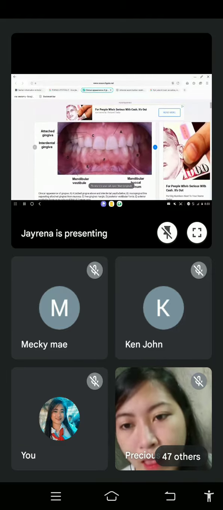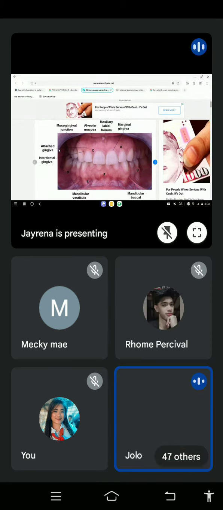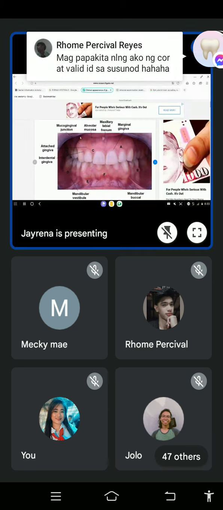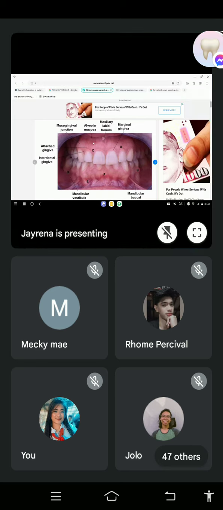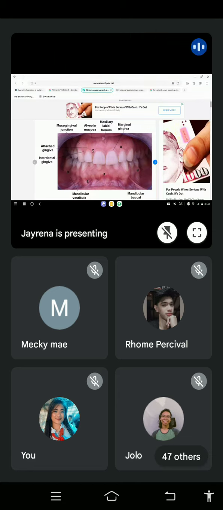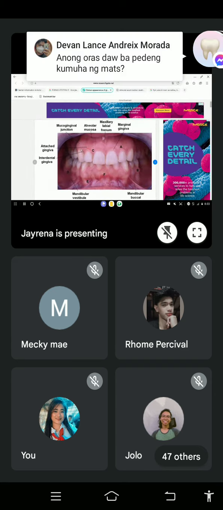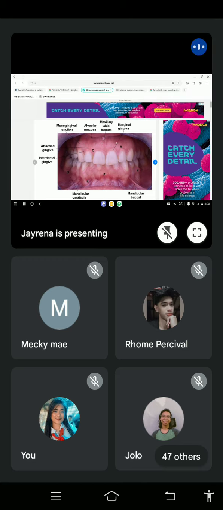Nakita po natin? Yes. Do you see? Yes po. Okay. So this one is the alveolar mucosa. It's very near to your alveolar bone. In this portion, this is your gingiva. It is attached near to your teeth. Right? Between the alveolar mucosa and the gingiva, there's a scallop lining. Kita niyan, nag-iba ng kulay. And that is your mucogingival junction.